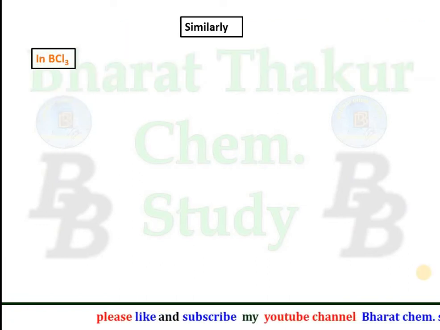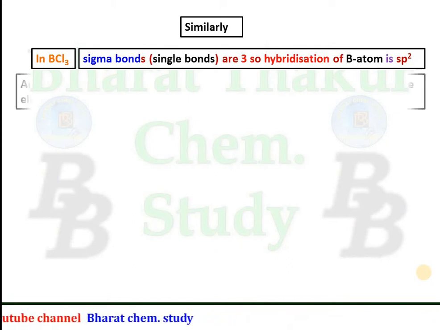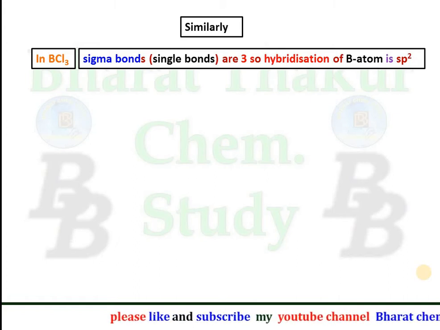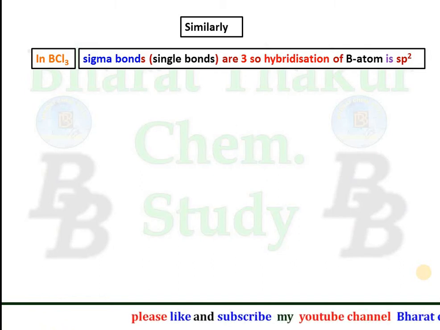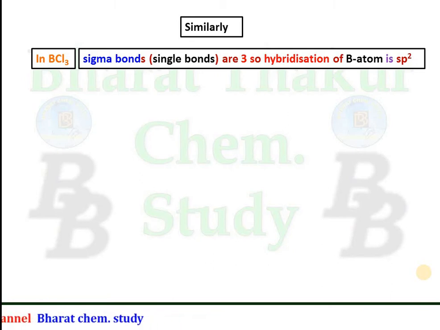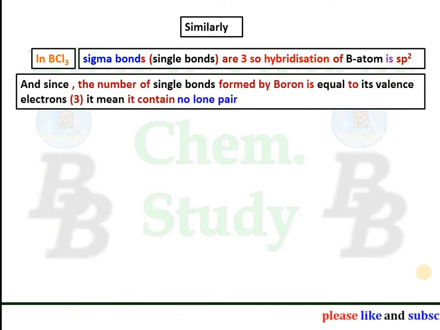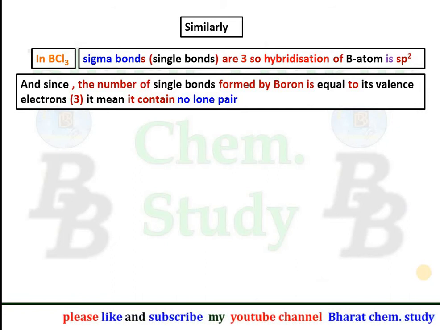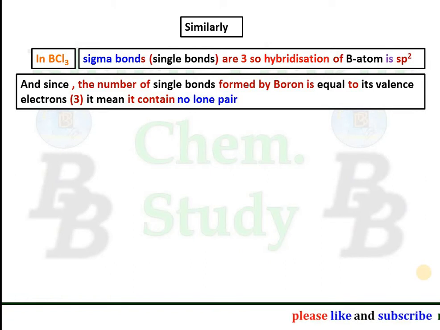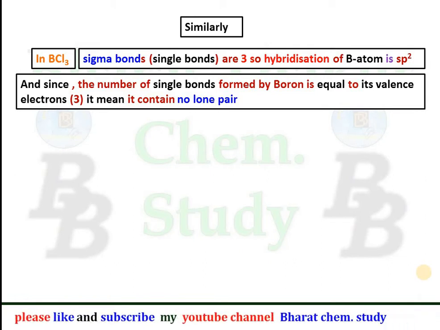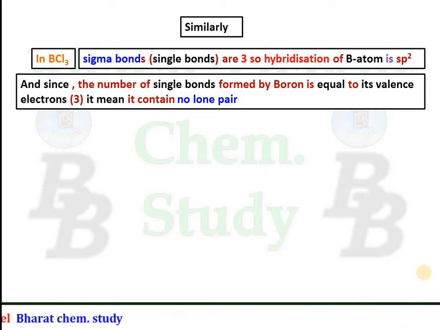Similarly, in the case of BCl3, it is clear from the formula that boron is forming 3 single bonds. That means there are 3 sigma bonds, and for 3 sigma bonds the number of hybrid orbitals will be 3, and the hybridization of the boron atom in BCl3 will be sp2. And since the number of single bonds formed by boron is equal to its valence electrons, that is 3, that means boron uses all of its valence electrons in forming bonds with 3 chlorine atoms, and no electron pair will be left over, so it does not contain any lone pair.